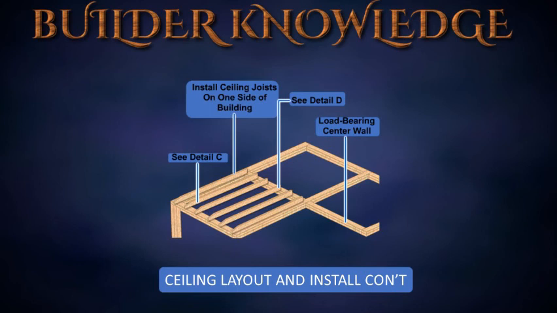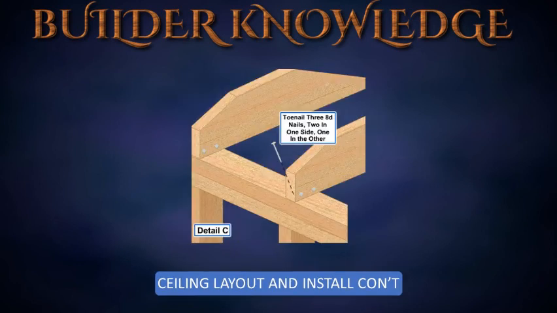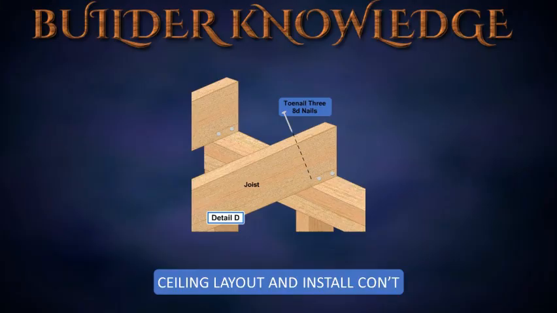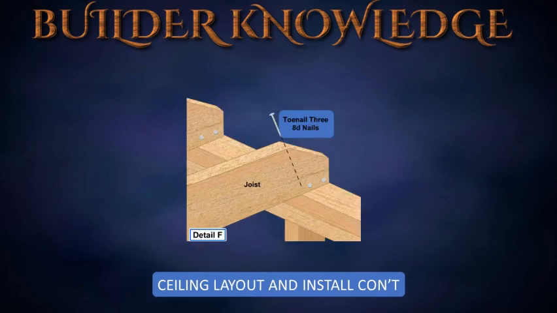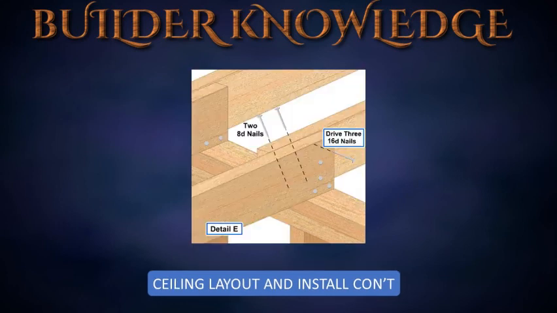Install ceiling joists on one side of the building. Toenail the ends of the joists into the double top plate with 3 8D nails. Drive in 2 nails on one side and the third nail on the opposite side. Now install ceiling joists on the other side of the building. Fasten the outside ends to the double top plate with 8D nails. Toenail the lapped ends with two 8D nails, then fasten the lapped ends to each other with three 16D nails.